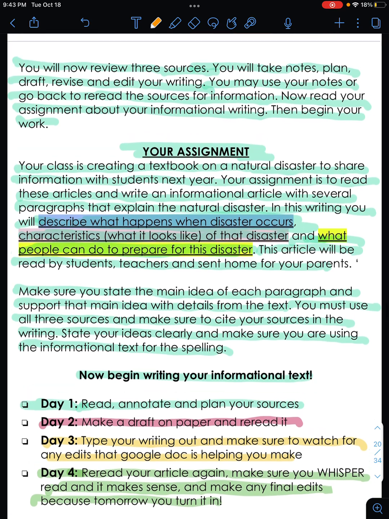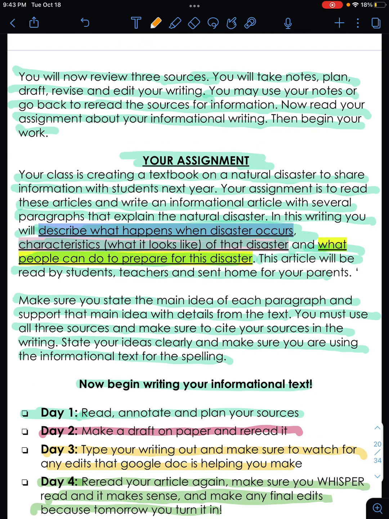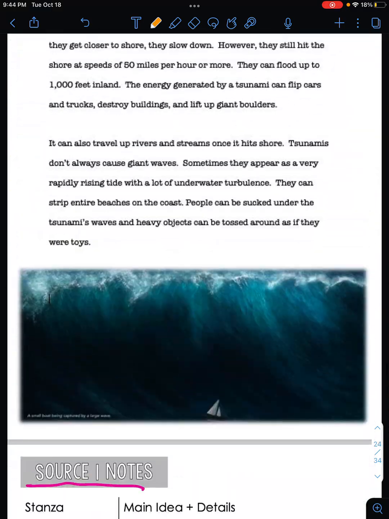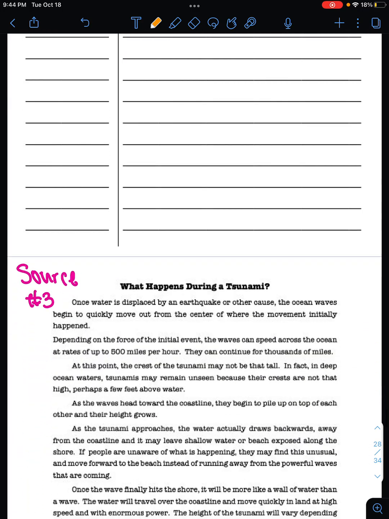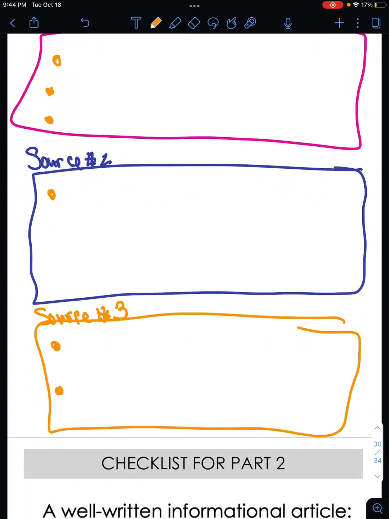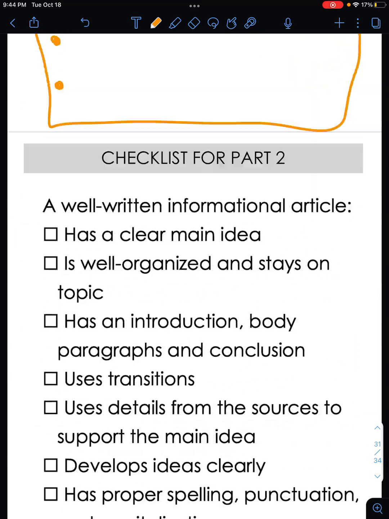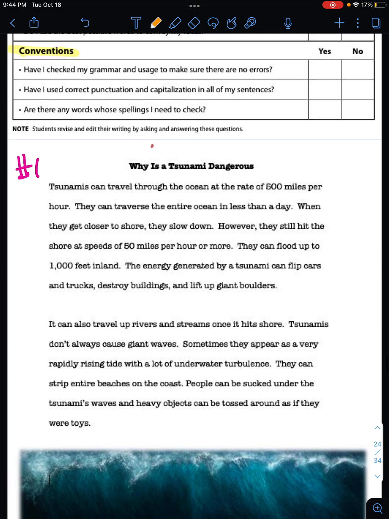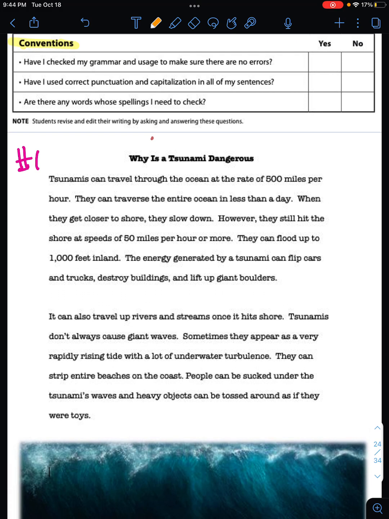The directions say that, let me see, stay charted. You must use, right here, you must use all 3 sources and make sure you cite your evidence source in your writing. So you do have to use all 3. Okay, so we're going to go through here, and I'm going to read these sources to you, just so you can go back and listen to them. Okay, now obviously this passage is going to be about tsunamis.